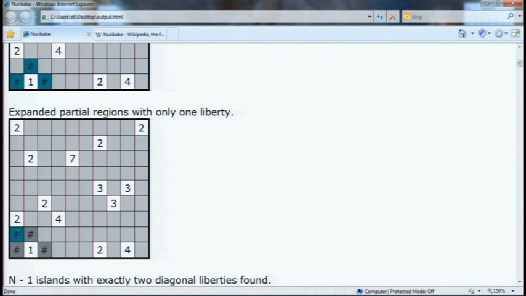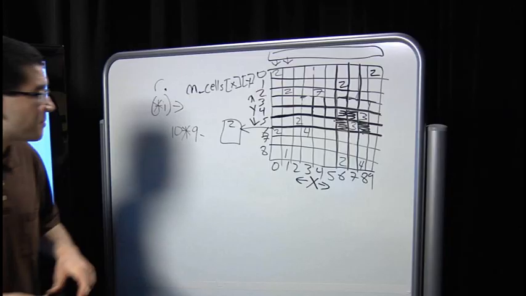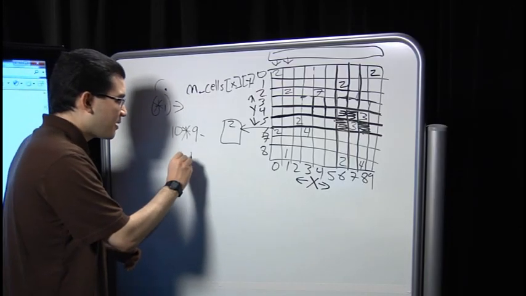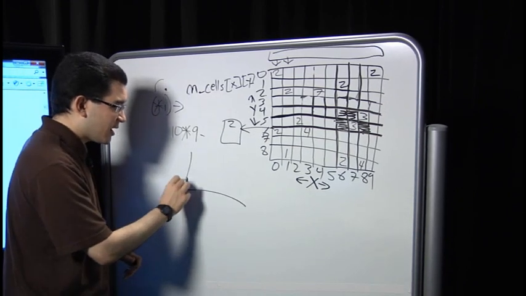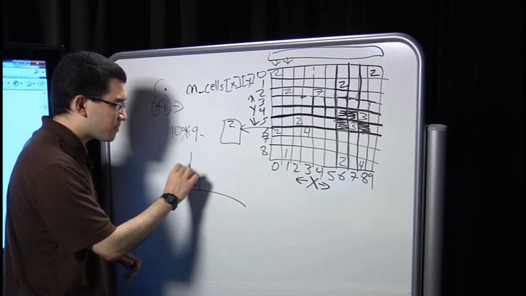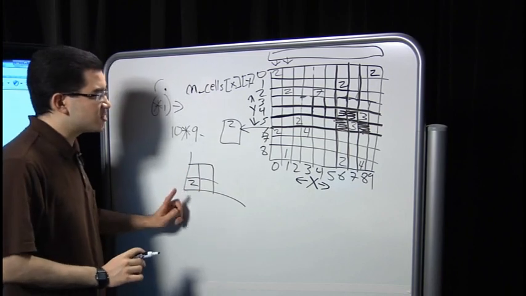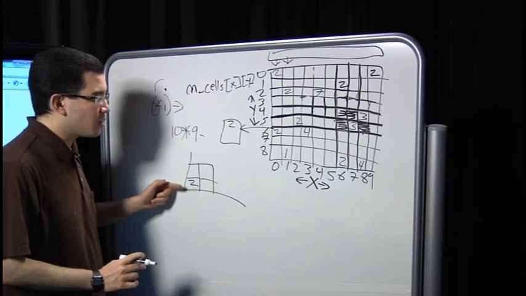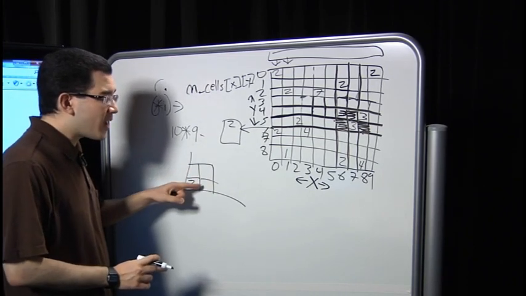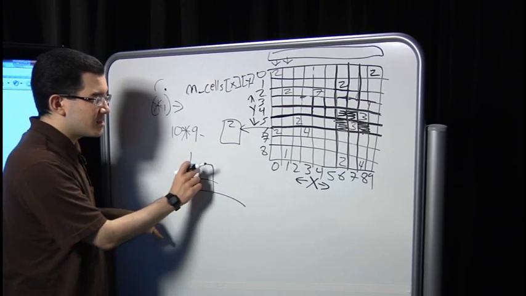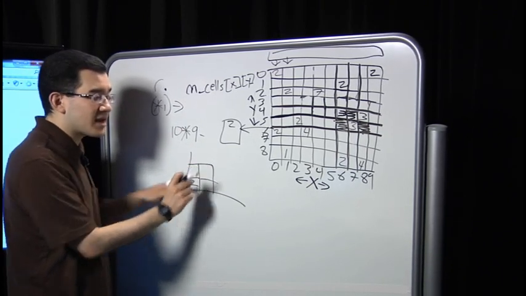There are no complete islands. There are no regions with only one liberty. So I need to proceed to the next step. If you read Wikipedia, if I find something like this, here's the grid edge, and I find a 2 cell in the corner, then I know that the 2 has got to go either up or right. Either way, the cell in this corner opposite cannot be white.